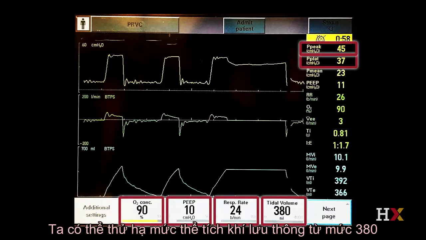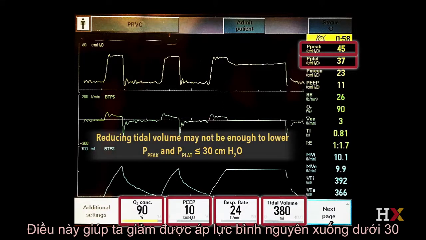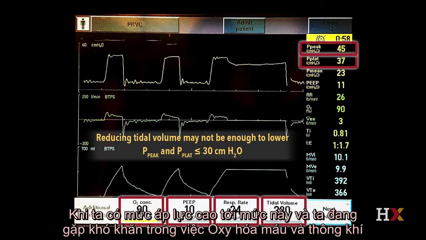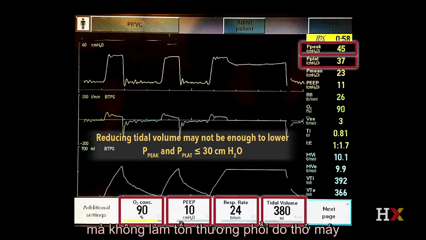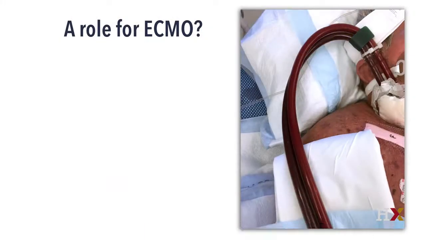We could try to bring down the tidal volume from 380 to see if we can get down closer to a 4 cc's per kilo of predicted body weight strategy. This may help get us down to a plateau pressure of less than 30. However, it's not clear that it necessarily will. When we have pressures that are this high and we're having difficulty oxygenating or ventilating without performing lung injurious ventilation, a typical consideration is ECMO.